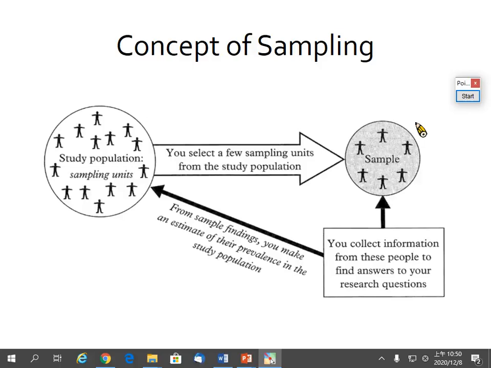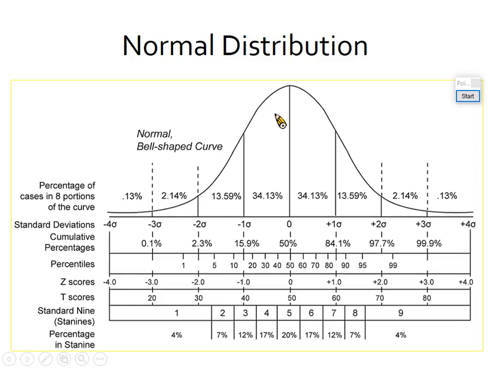Okay, so the process is very easy. We collect data from the sample. We use the findings from the sample to estimate the parameters of the population. That's it. All research is in this way. Okay, so normally we do not just collect data from the population. It's impossible, right? Okay. So let's talk about normal distribution.